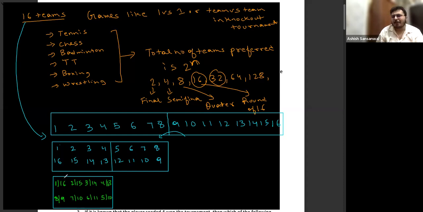So whoever will be winner of 1 and 16 will compete against winner of 8 and 9. And whoever is winner of 2 and 15 will compete against winner of 7 and 10. And whoever will be winner of 3 and 14 will compete against winner of 6 and 11. And winner of 4 and 13 will compete against winner of 5 and 10. Is this clear?